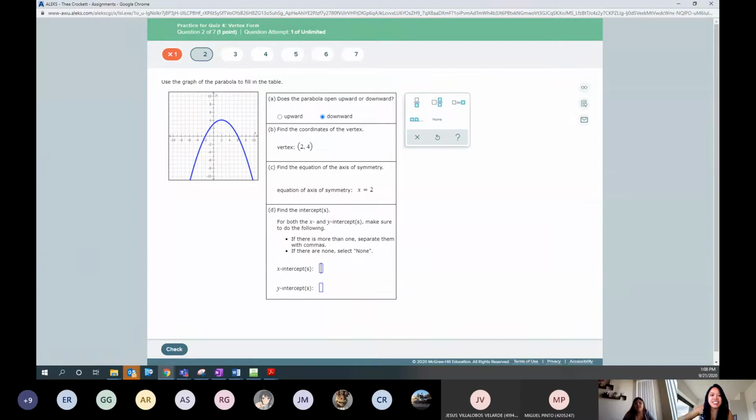All right. So x-intercept is where the graph crosses the x-axis. Good afternoon. What are those? You can type or you can answer by unmuting.